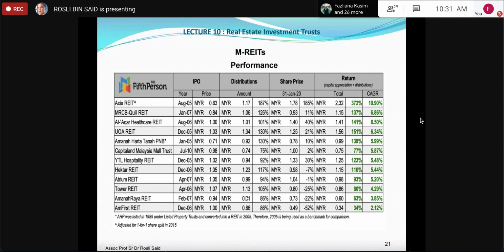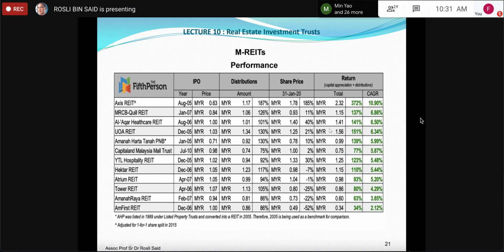Amanah Raya 0.94, but now 0.73. And then Ampang started at 1 ringgit, but now 0.49. So it has dropped about 52%, which is very, very high. So Axis REIT is still the best, like I said. But how long it can sustain, we are not sure, because most companies are affected by COVID-19.